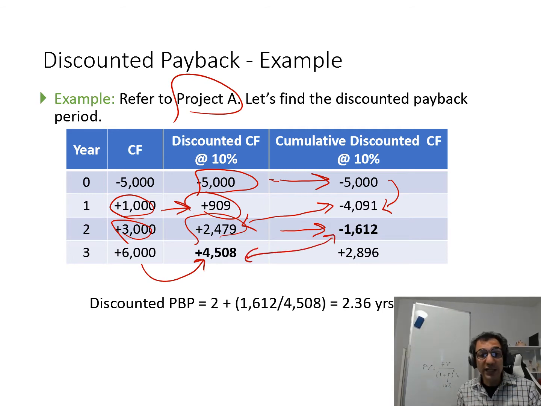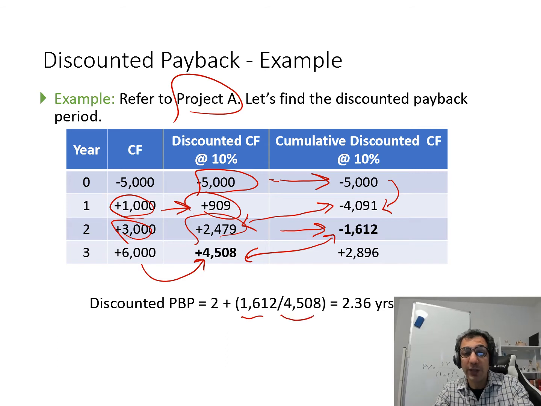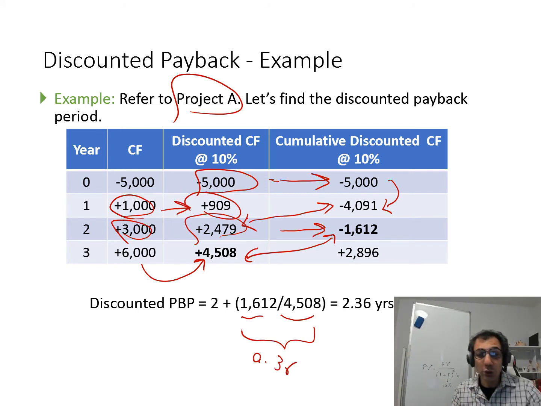1,612. So you don't need the full amount. We do the same thing. We divide the money you need by the money you get. So that's the 1,612. That's the money you need. You still need to recover. Then 4,508, that's the money you are getting during the third year, which is 0.36. You already waited for 2 years. So now it's 2 plus 0.36. So your discounted payback period becomes 2.36 years.